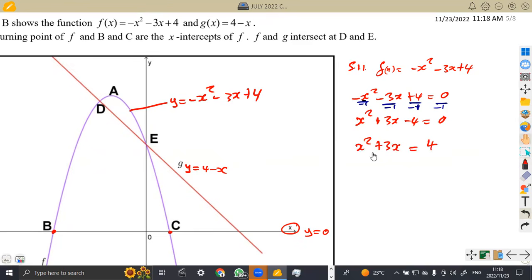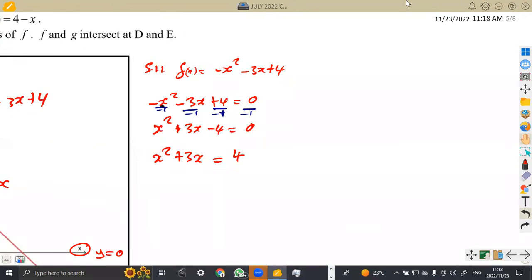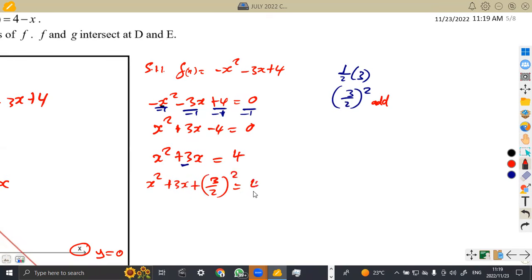So remember, whenever you're working with completing the square, you're supposed to find half the coefficient of x, which in this case, the coefficient of x is 3. So half the coefficient, that's 3 over 2. Then we square the half. You can write the equivalent or just leave it like that, but you're supposed to add this square to both sides of the equation. So it's going to be x squared plus 3x plus the square, which is 3 over 2 squared, equals 4 plus 3 over 2 squared.